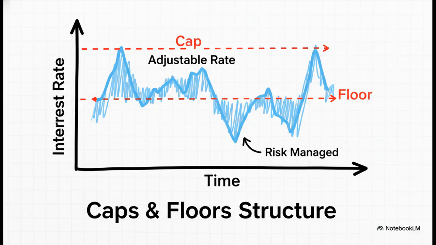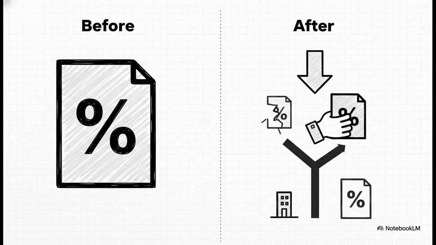You see, that cap and that floor, that is the structure. It creates predictability out of variability. Next, bonds with embedded options. Oh, this is where it gets really powerful from a decision-making standpoint.